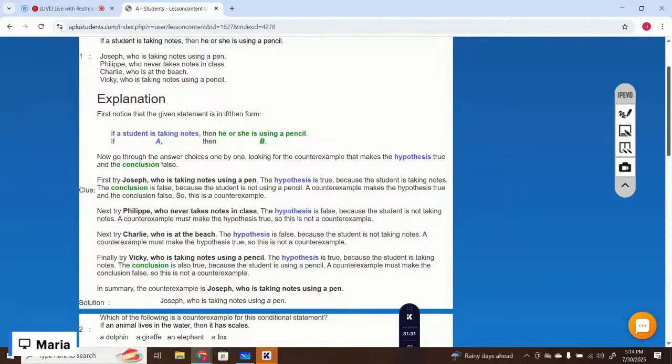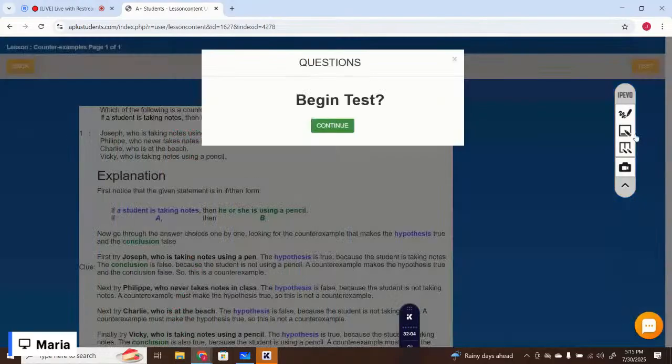A counterexample makes the hypothesis true and the conclusion false. So the hypothesis is true and the conclusion is false. So Joseph, who is taking notes using a pen. Let's just start with the test questions.